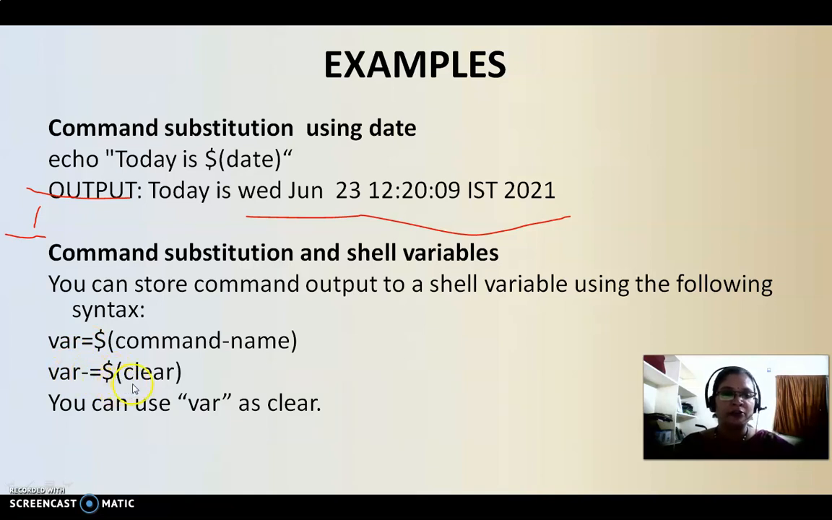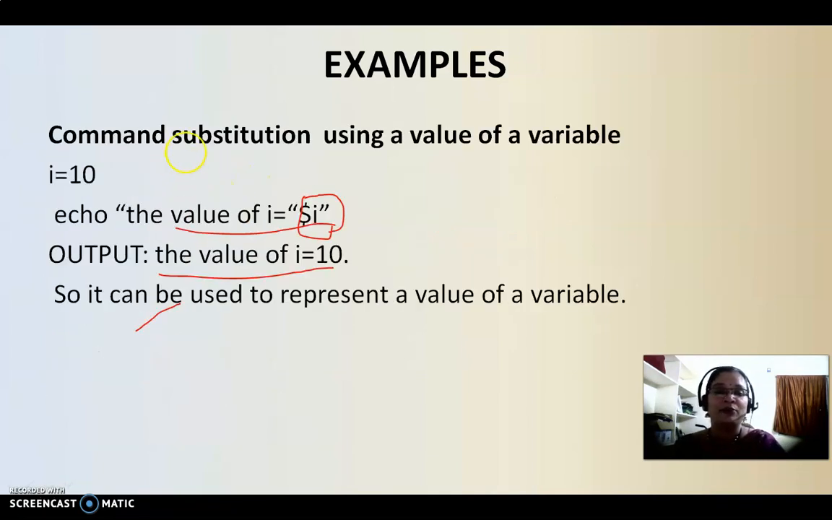So instead of the clear command, you can use directly the var name, because in var the usage of the clear command is stored. So like this, in the substitution of the command, instead of the clear command, you can use var. Instead of date directly, you can use $date that represents the value. Instead of the value of the variable, you can use directly $I, then it prints the value of that particular variable.